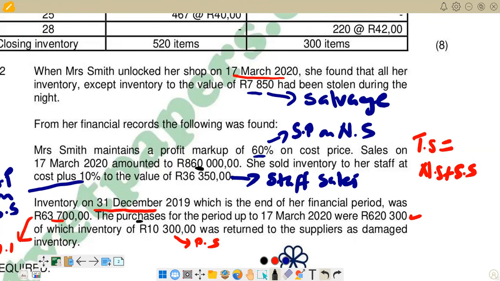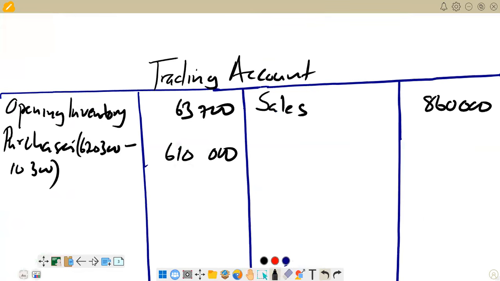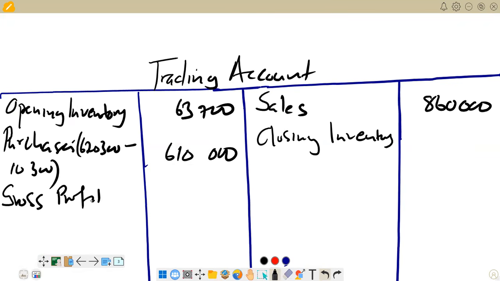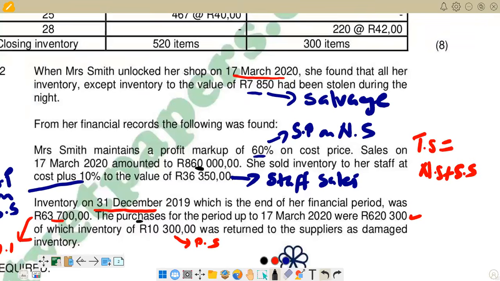The figure that we are looking for is closing inventory, and the closing inventory is not given. It's supposed to be on the credit side here. So we can leave it blank there. That's the figure that we want. And also gross profit is supposed to come here on the debit, remember. But the figure for gross profit, we can find it now.